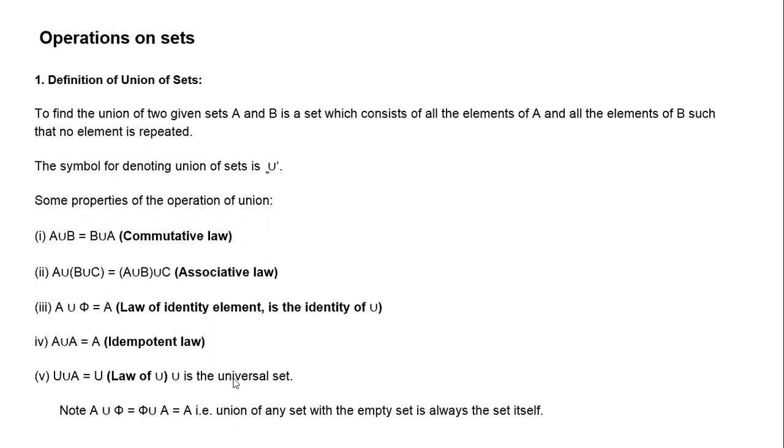All these proofs we can verify with the Venn diagram. You know Venn diagram, no? Using Venn diagram, we can verify all these laws. And you know that A union null set is equal to null set union A is equal to A. That is, union of any set with the empty set is the set itself.